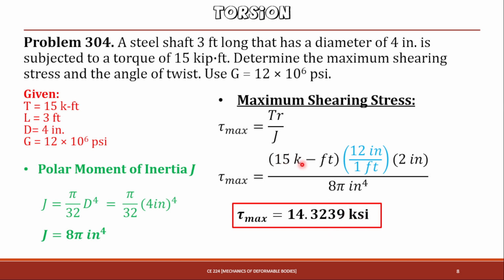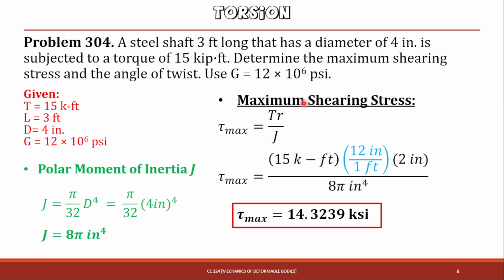Okay? Pag tinimes nyo ng 1,000 to para maging pounds, magiging 14,323.9 pounds per square inch. So, gano'n lang yung mga may minor differences pagka pinalitan natin ng pounds itong 15 kips. Okay. So, nakakompute natin yung maximum shearing stress.